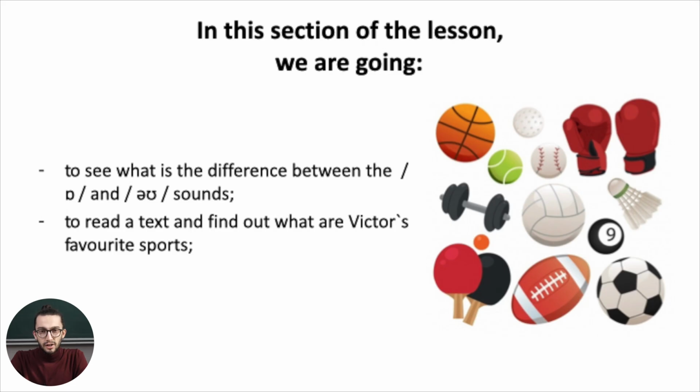So if you have your books, please open them at pages 84, 85, but if you don't have them, bring them. And today we will be talking about sports, and the topic of the lesson is the world of sports. In this section of the lesson, we are going to do a few things. We are going to see what is the difference between the O and O sounds, and also we are going to read a text and find out what are Victor's favorite sports. So if you're ready, let's get going.